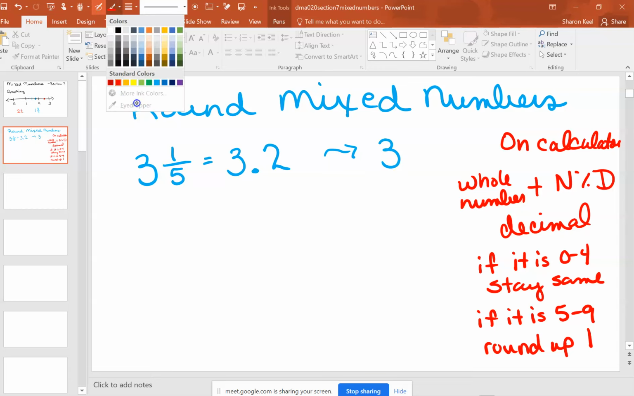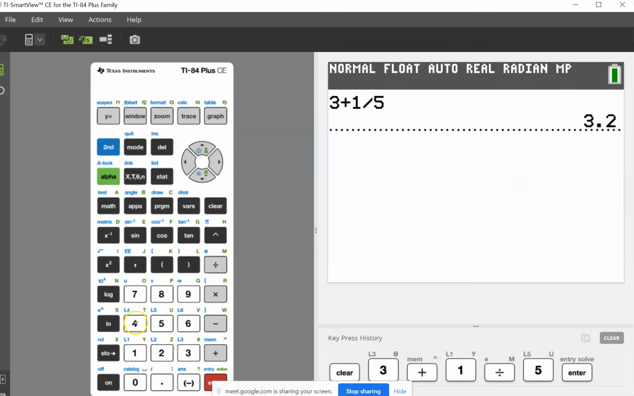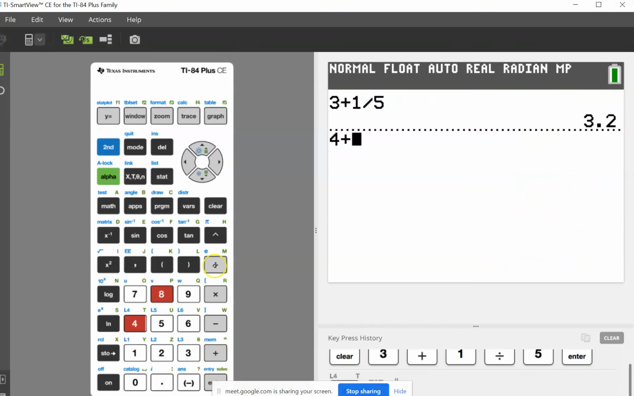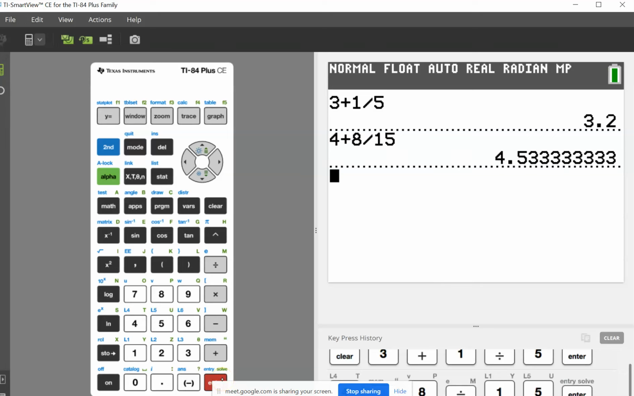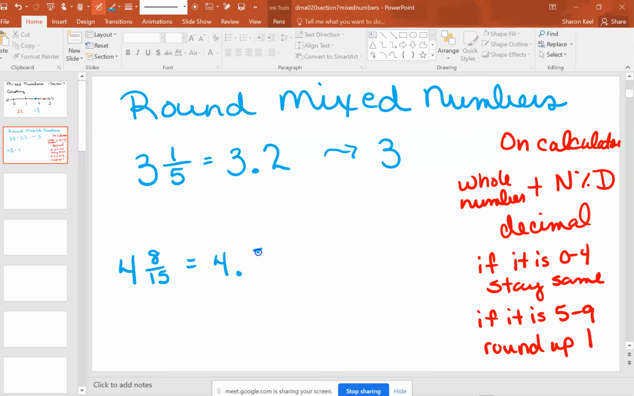Okay, let's do another. Let's say we have 4 8/15. First into decimal form. So I would do 4 plus 8 divided by 15. 4 8/15. When I press enter, I get 4.53 and the 3 repeats.